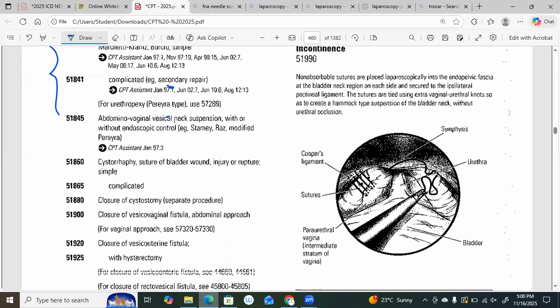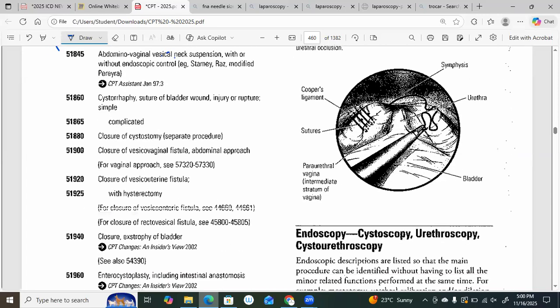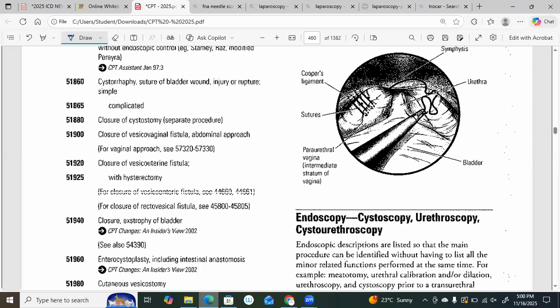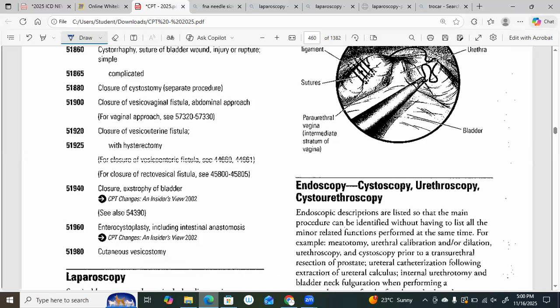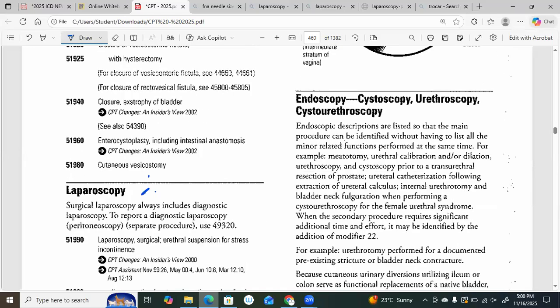Okay, now let's see what next we have here. Next section we have the laparoscopy. So we have to wrap up the session now. And from the next session we will start with 51990.